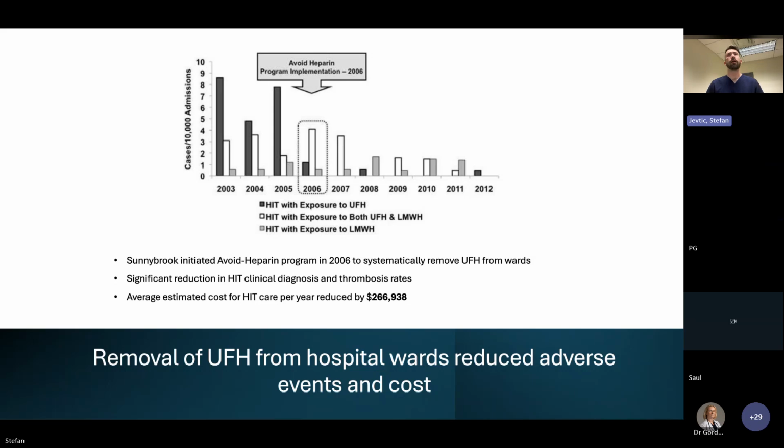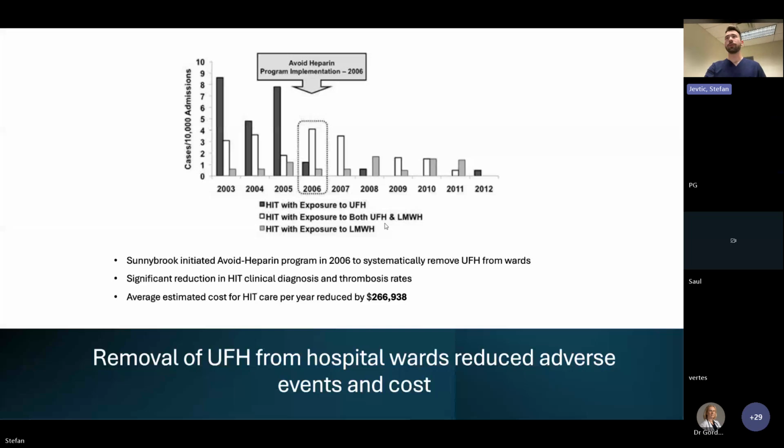And what they found was that after they removed heparin from traditional formulary, there was a significant decrease, as you can see with this dark gray bar, in the amount of cases of HIT after exposure to unfractionated heparin. And really by 2012, it was virtually non-existent. And they estimated, based on all of this, saving laboratory resources as well as consultations and unnecessary involvement, you saved the hospital about $260,000 a year.